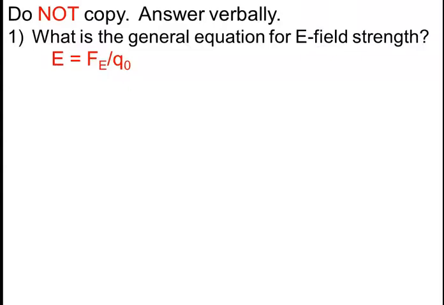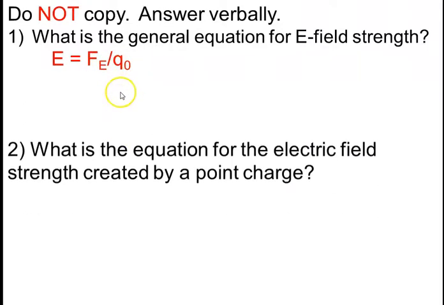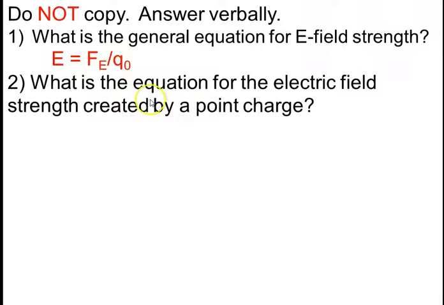This is the general equation for electric field. The electric field is the force on Q naught, a little test charge you put in the field. That's this: the electric force on Q naught from the electric field divided by the charge of Q naught. What is the equation for the electric field strength created by a point charge?